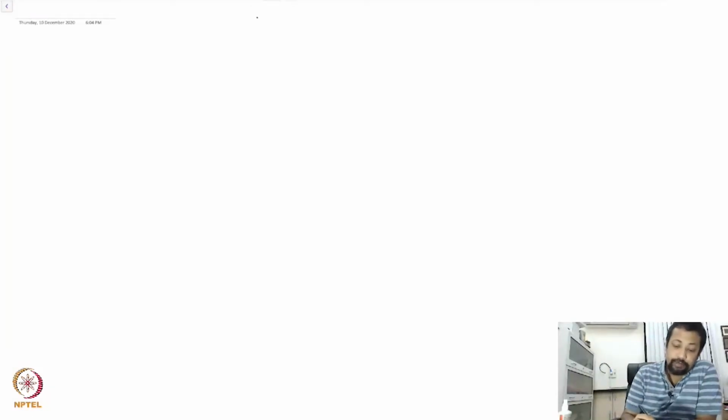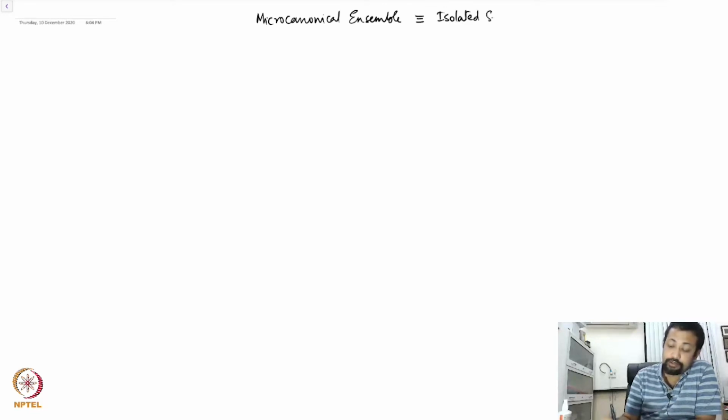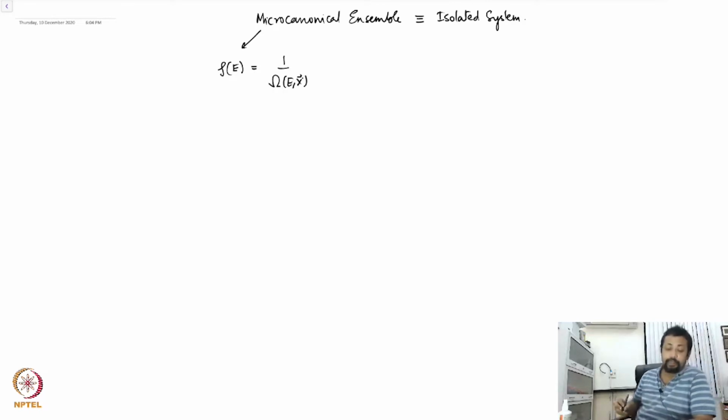Now, we were looking at the microcanonical ensemble, and this corresponds to an isolated system, in the language of thermodynamics. Here the idea was to determine rho of x_n, or the probability density rho of E, which is 1 over Omega of E comma x, right? We have seen that this is essentially the total number of microstates.